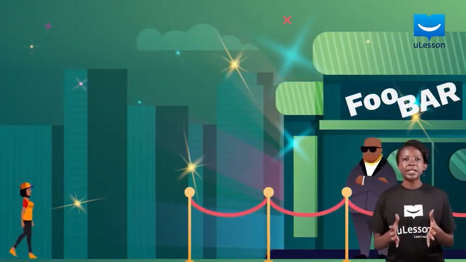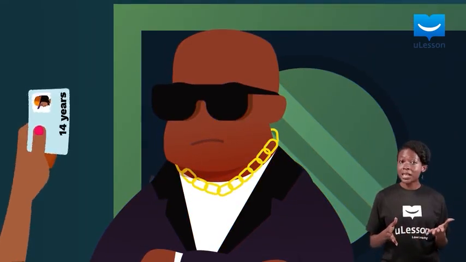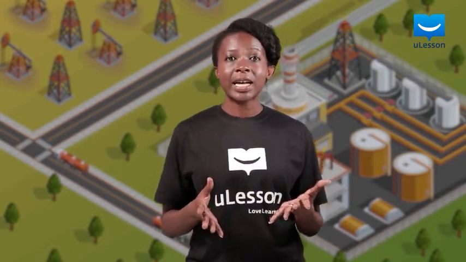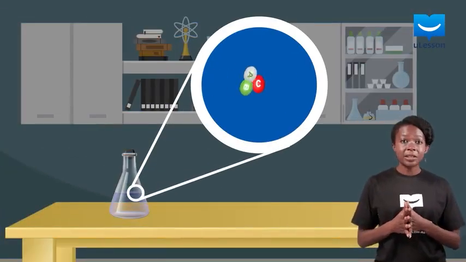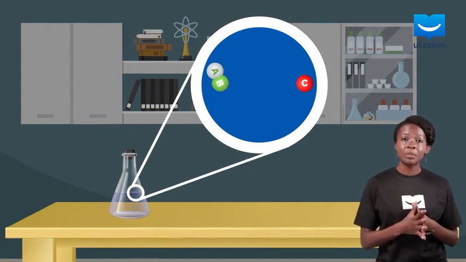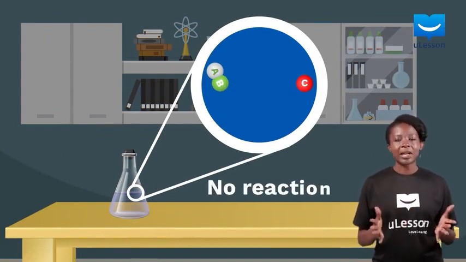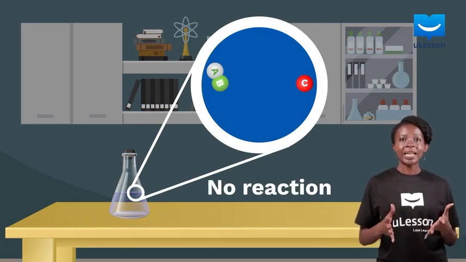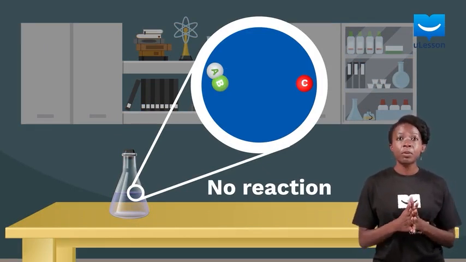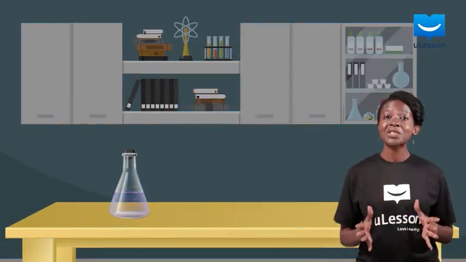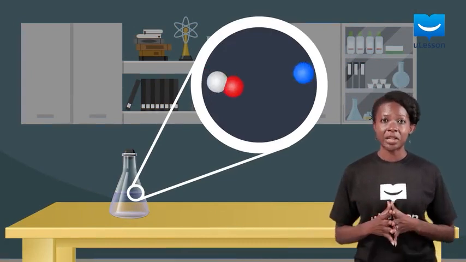So it's just like you trying to go to a bar. If you are not able to prove that you are 18 or over, you will not be allowed in. In a similar way, if the reactant particles have not acquired sufficient energy to break existing bonds so that new bonds can be formed to make products, there can be no reaction. That energy that must be acquired for the bond to be broken and a new one to be formed is called the activation energy. Each reaction has its own activation energy.